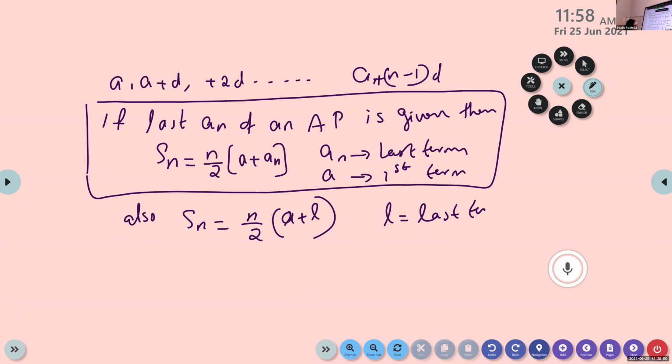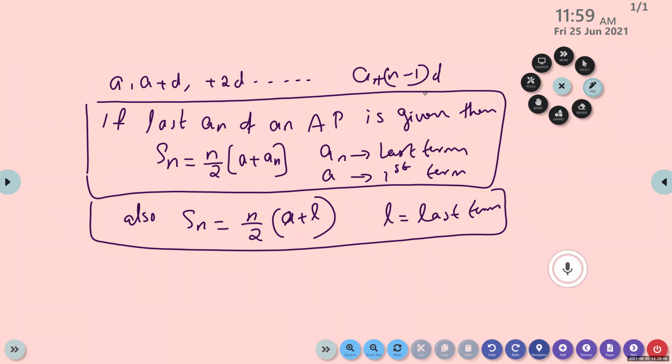Last term. That also you can put along with it. Instead of an, we can write L also. Sn equal to n by 2 into a plus L, where L is the last term. So if the last term is given, we can directly apply this formula. Okay. So write the question. Take the second question, page 112, second question.